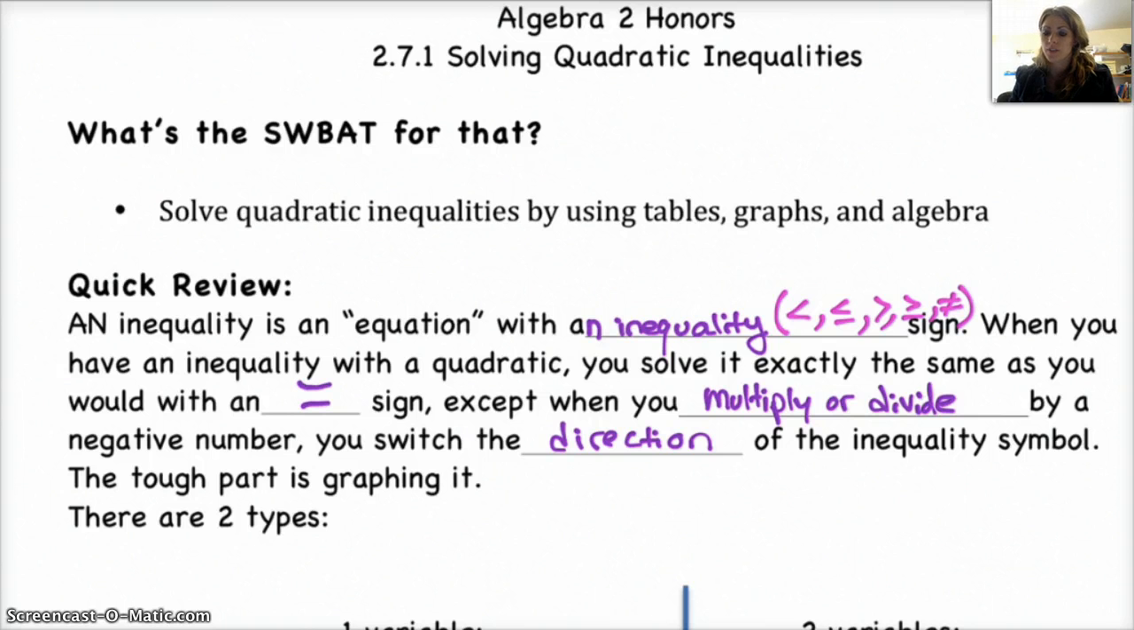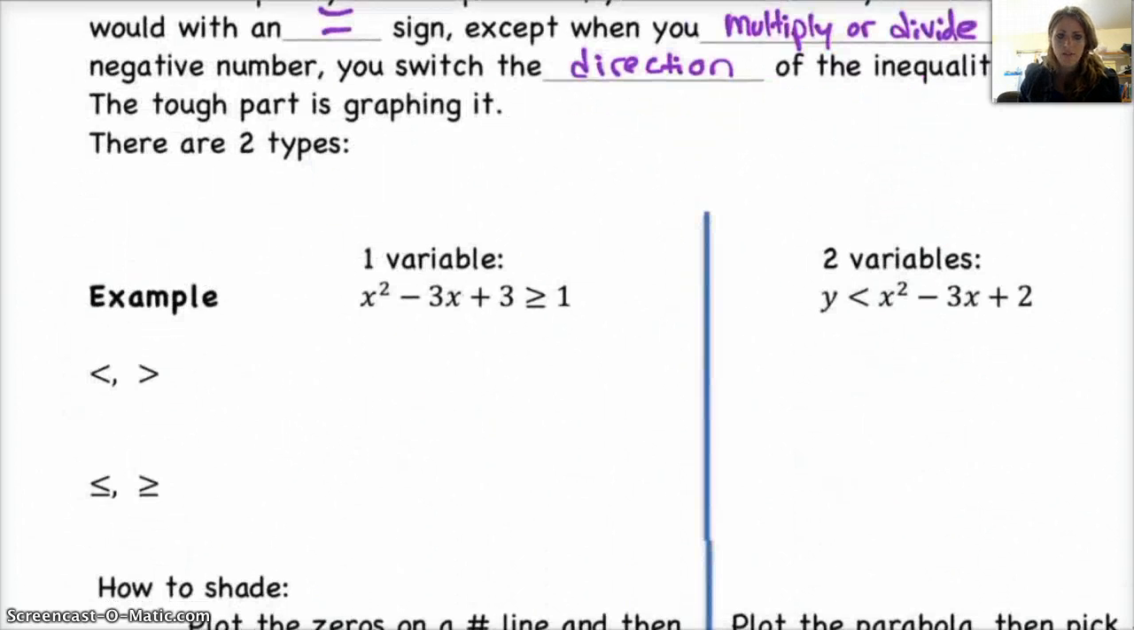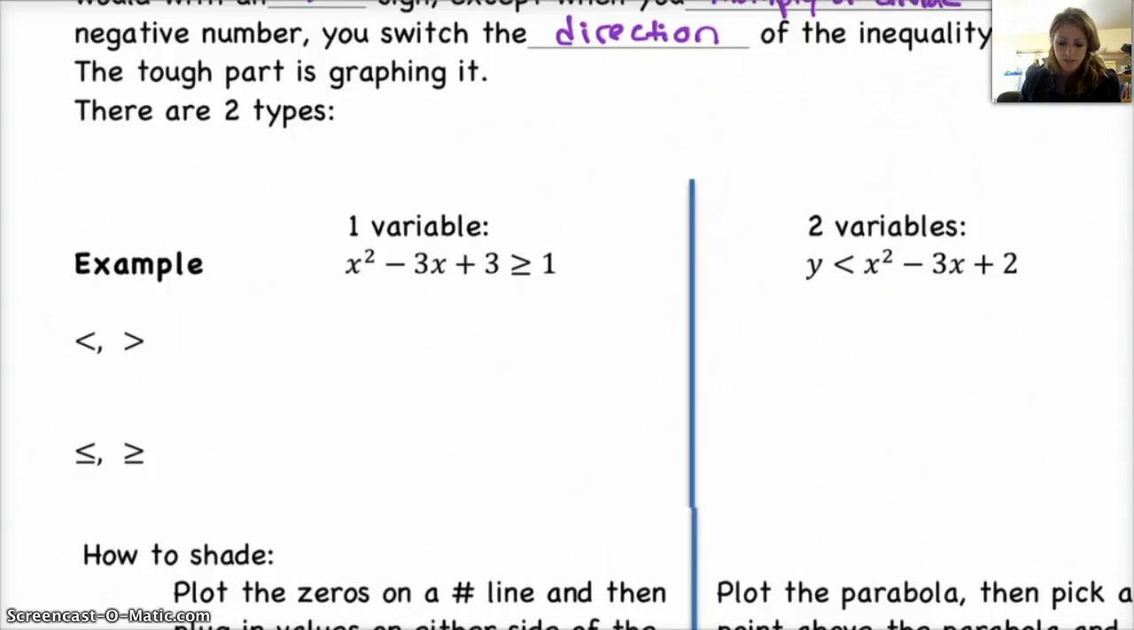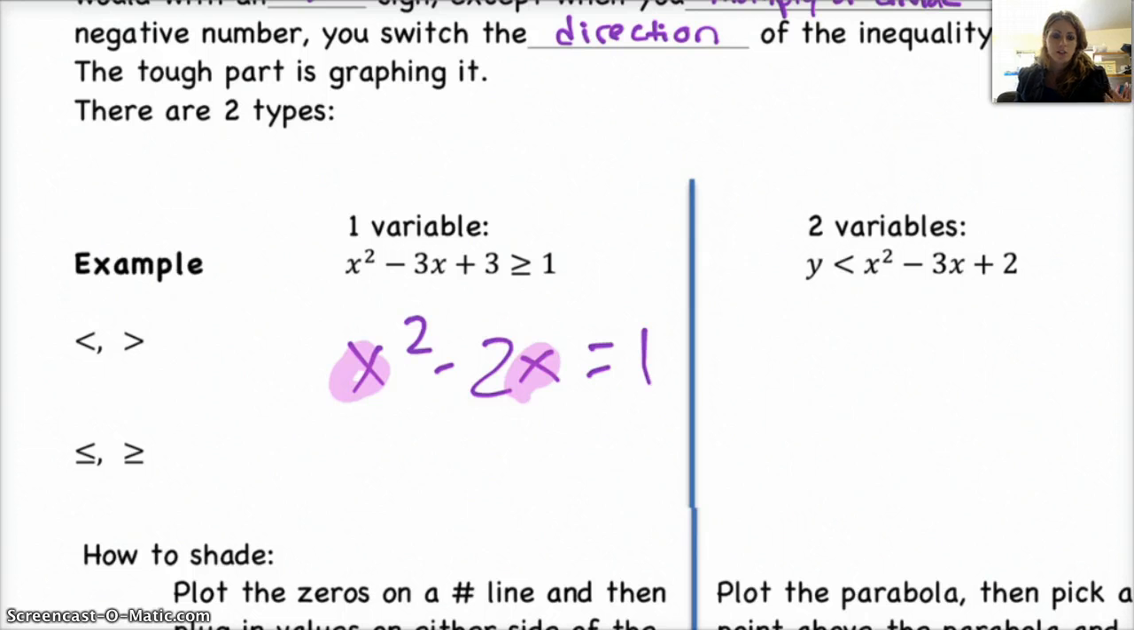The hard part is really graphing it and figuring out where your solutions exist. We're going to encounter two different types of problems. We're going to have ones with one variable, which is kind of like an equation that you need to solve. Sometimes we have x squared minus 2x equals 1. There's only one variable, which is x, and we just solve for what x equals. Even with an inequality, you could have one variable, and you solve it the same way you would solve a normal equation with one variable. Figure out what x equals.